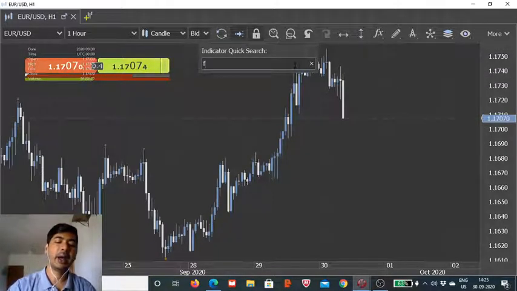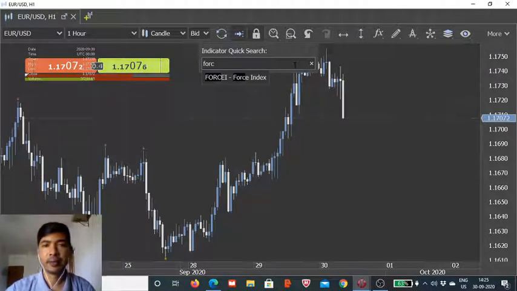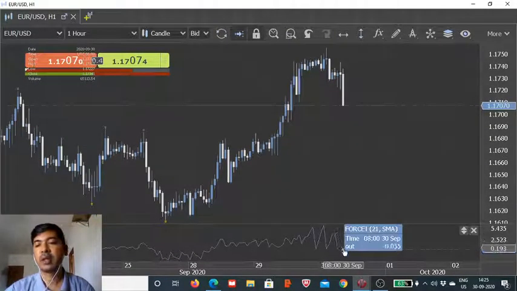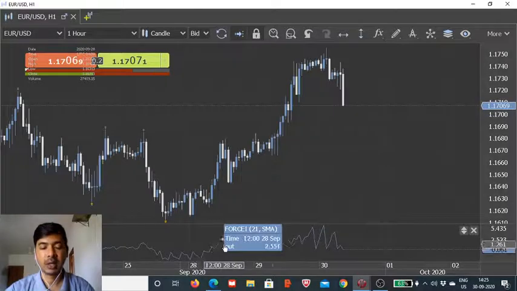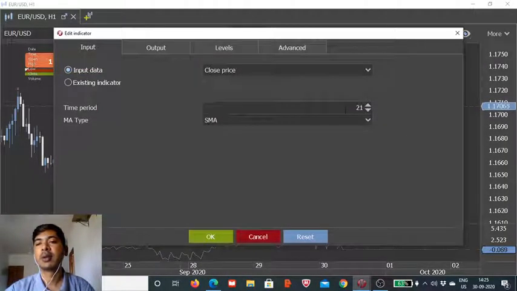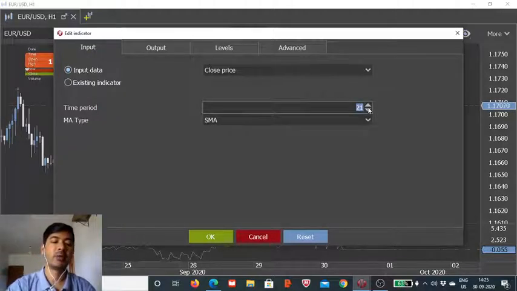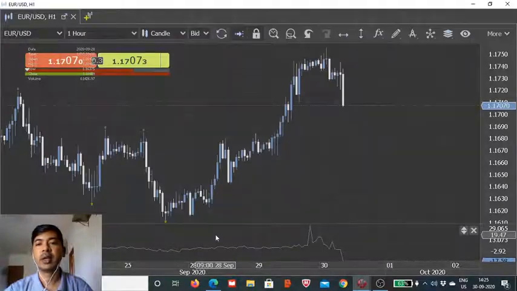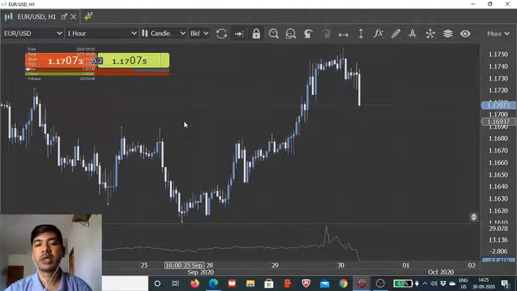Here I will add the force index. So here it is. Now as you can see, this force index is being calculated on 21 candlesticks. We will restore it to the default value of 13, and then I will explain to you the underlying logic here.